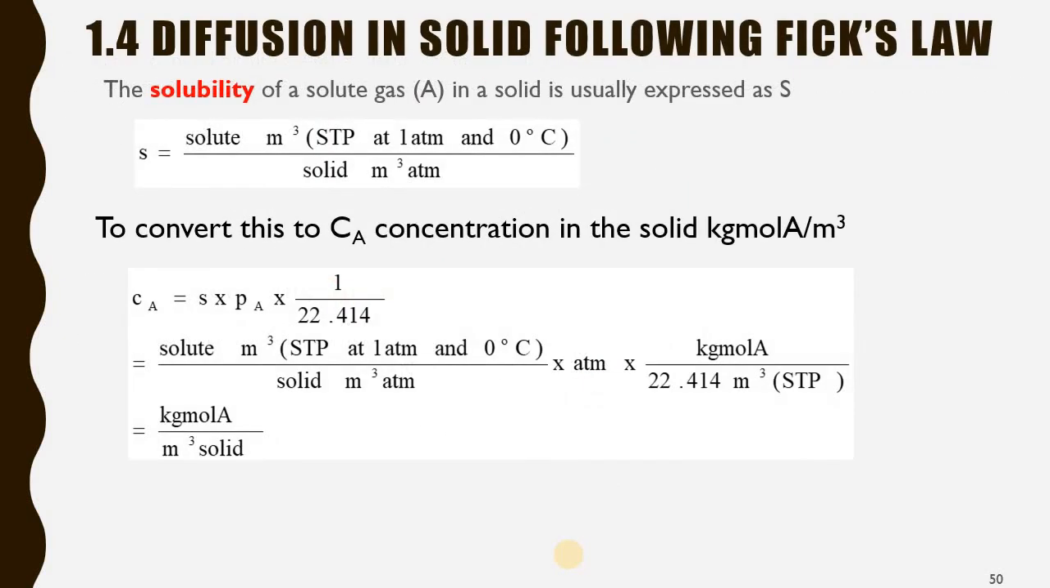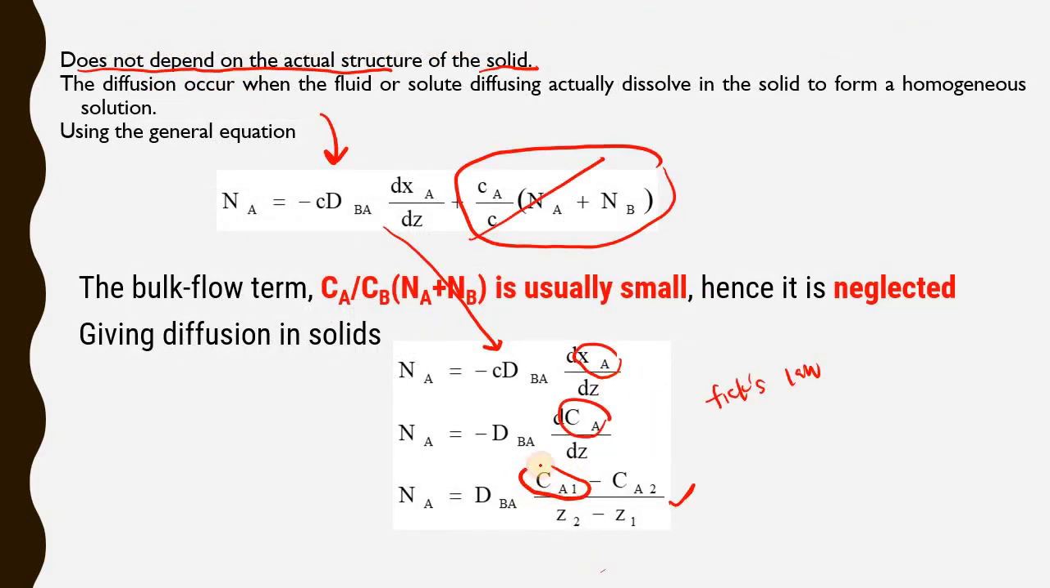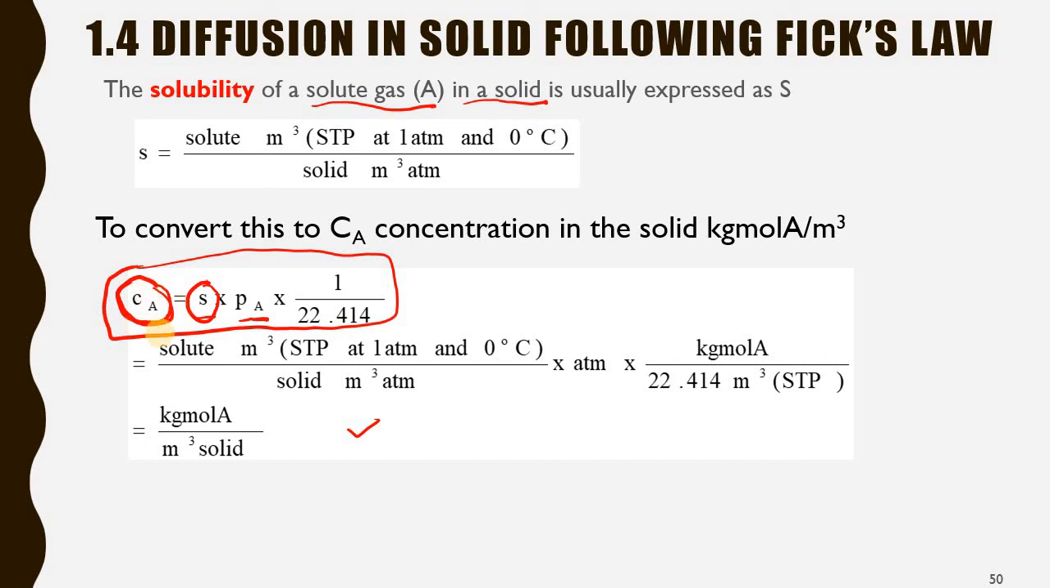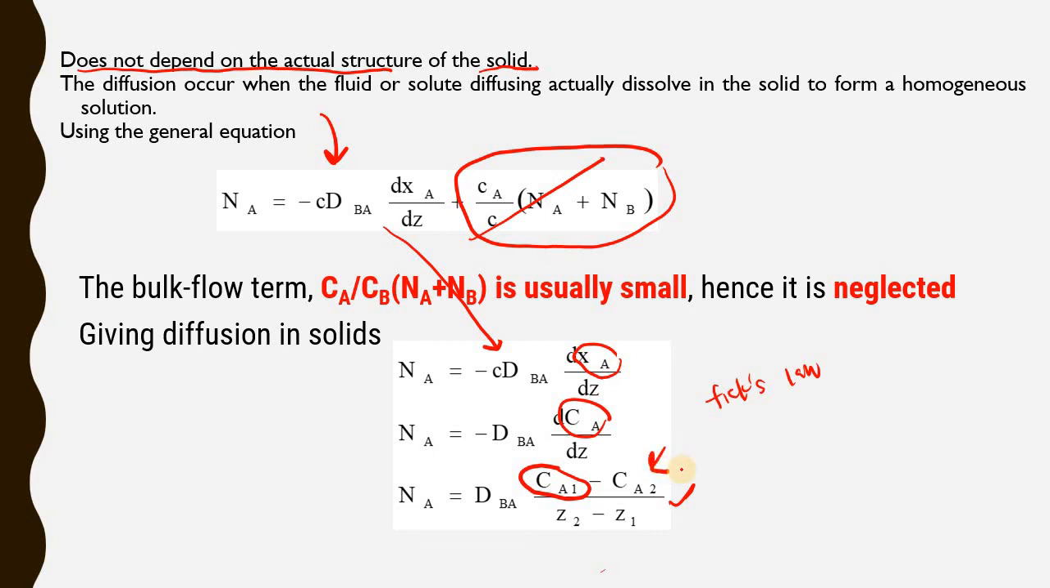But for solid, the calculation of the concentration is different. Here the concentration is calculated using this formula, which is solubility times the partial pressure of A divided by 22.414. If you want to calculate the flux of diffusion of A, for example gas A in solid, you need to calculate the concentration using this formula. The concentration CA depends on the solubility of the gas in the solid. You use this equation to calculate CA, and after you get the value, you put it into this equation and you get the flux.